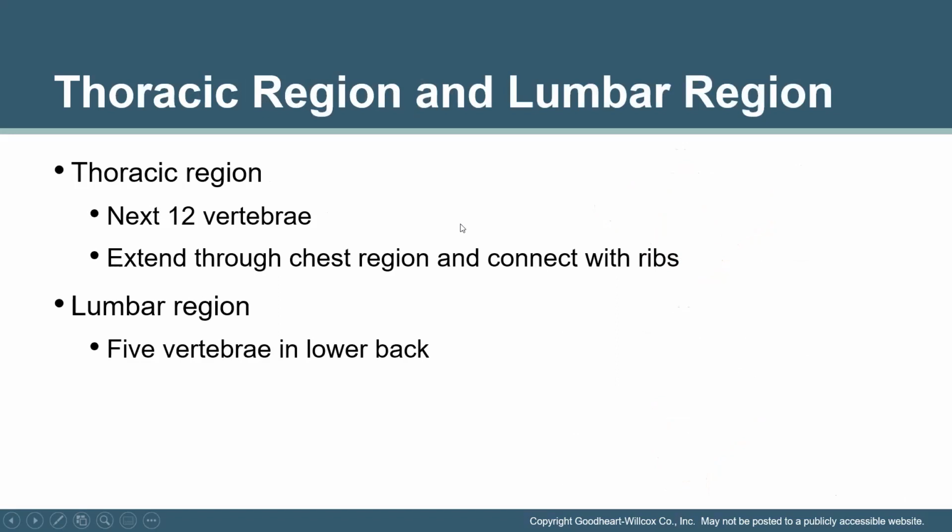When we get to the thoracic spine, they have some neat features in there. The thoracic spine has 12 vertebrae in it. And the interesting thing here is that the thoracic vertebra will articulate with your ribs. That's your thorax. When we get to the lumbar region, we will have 5 lumbar vertebrae.